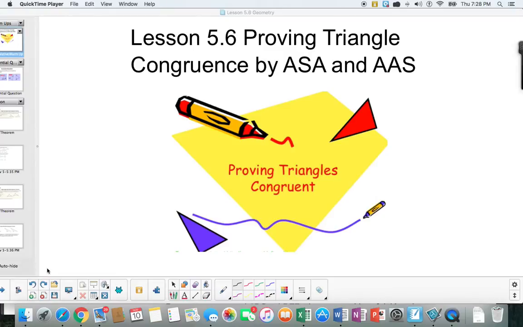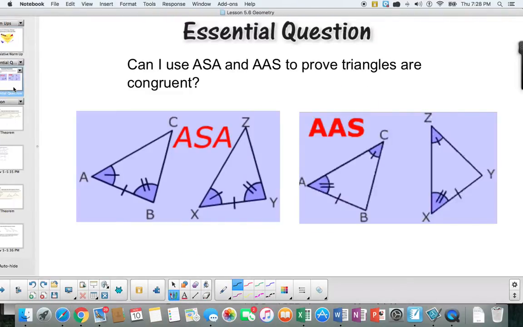Lesson 5.6, Proving Triangle Congruence by Angle, Side, Angle, and Angle, Angle, Side. Essential question: can I use angle, side, angle, and angle, angle, side to prove triangles are congruent?